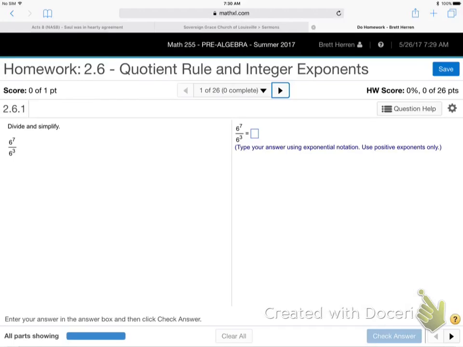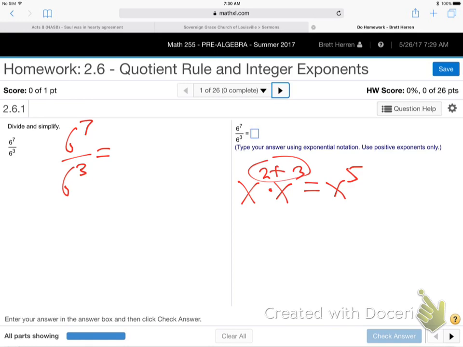All right, so there's 2.6. And we have 6 to the 7th over 6 to the 3rd. All right, we're looking for the rule there. Does anybody know the rule? Here, let me give you a hint. I bet you can figure it out. Remember what we learned? What is x squared times x to the 3rd? x to the 5, because you add the powers, huh?